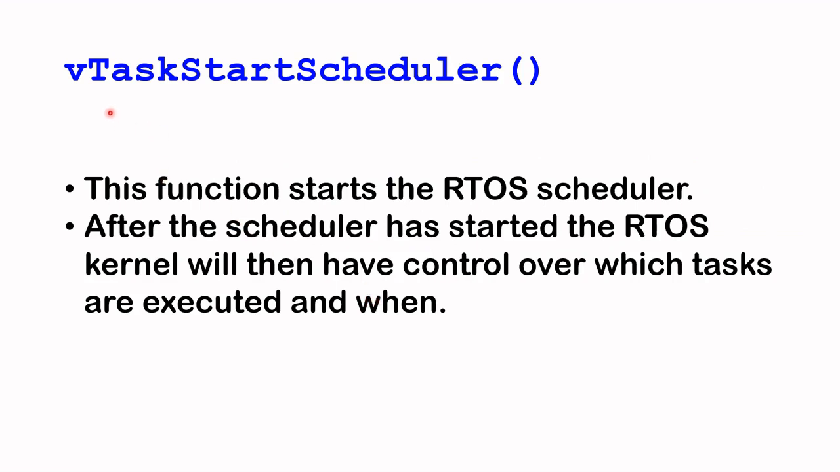Then finally, we have the vTaskStartScheduler function. Basically, as the name suggests, this starts the RTOS scheduler. After the scheduler has started, the RTOS kernel will take control of which tasks are executed and when, just like we have covered in our scheduler video series.